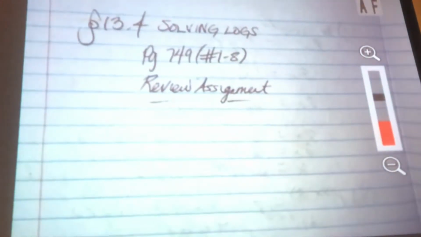Tonight's homework is page 749, numbers 1 through 8. By this time, you should have your review assignment done by tomorrow. Tonight's homework is review actually, but I wanted to make sure that everybody's on the same page and that you're not feeling overwhelmed just because there's one little different thing on tonight's homework.